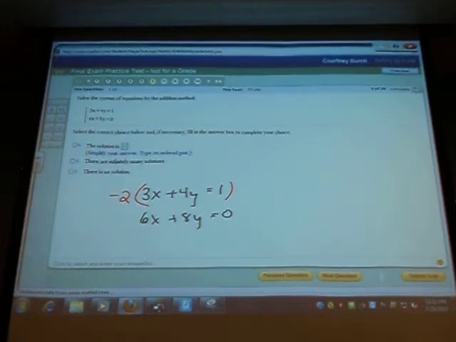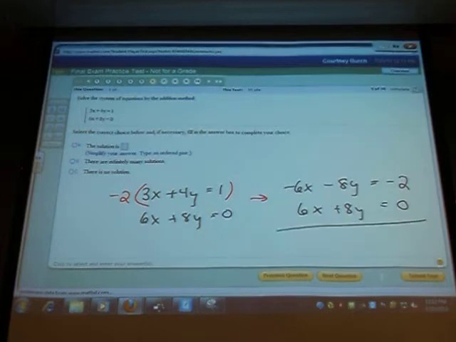You are not all going to multiply by negative 2. I'm going to multiply by negative 2 because that makes sense for my problem. So that gives me negative 6x plus negative 8y equals negative 2. You want to multiply 3 by something to turn it into negative 6, so you're going to multiply by negative 2. In this particular equation, it's going to equal 0 equals negative 2, which can't happen, so there's no solution.